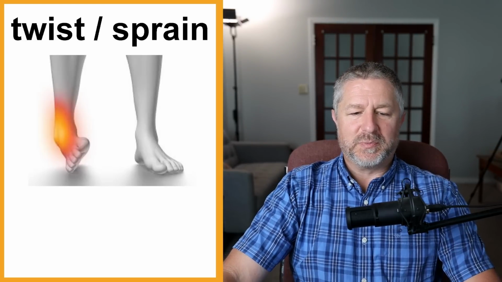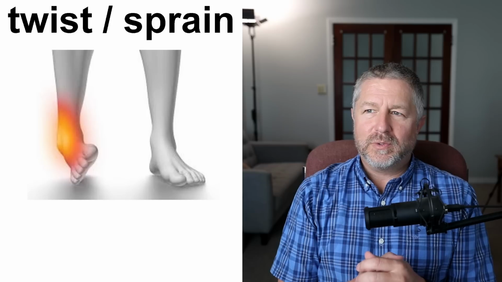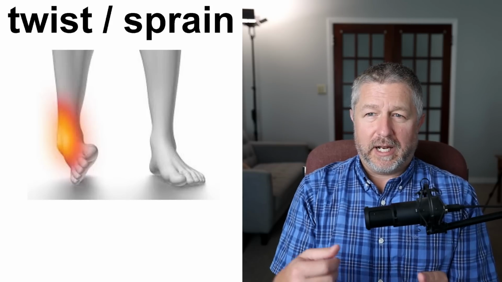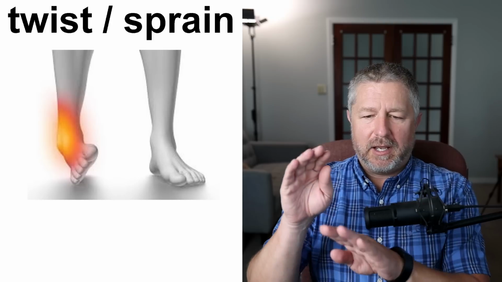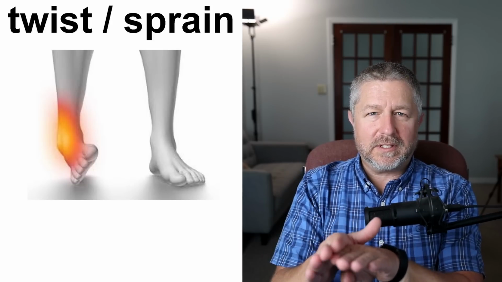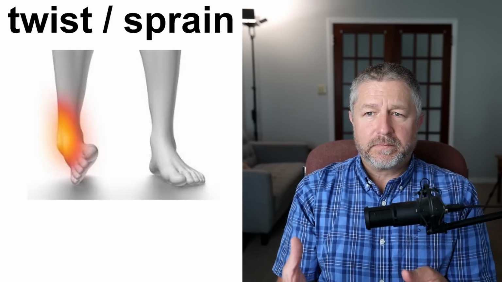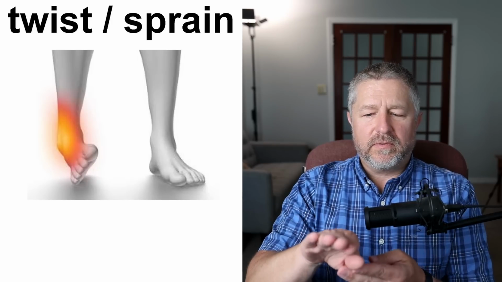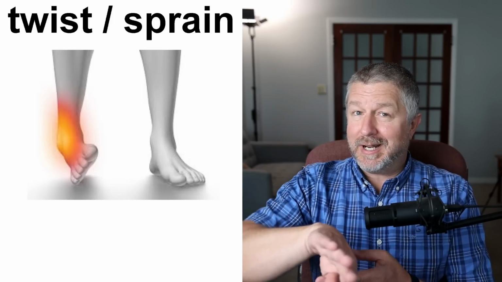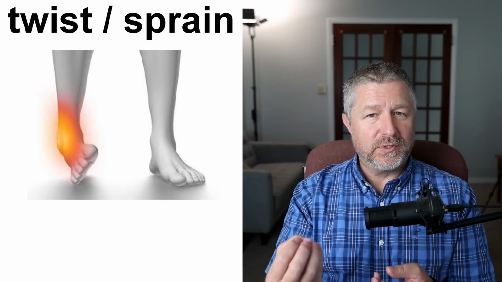A twist or sprain. So I mentioned this, I think a week or 2 ago. When I was in university, I was playing baseball and I was running to second base and my foot landed half on the base and half off and I twisted my ankle. When you twist your ankle or sprain your ankle, it just means your ankle has moved in a way it's not supposed to, in a bad way, and now you have a lot of pain. You might even have a bruise from that.